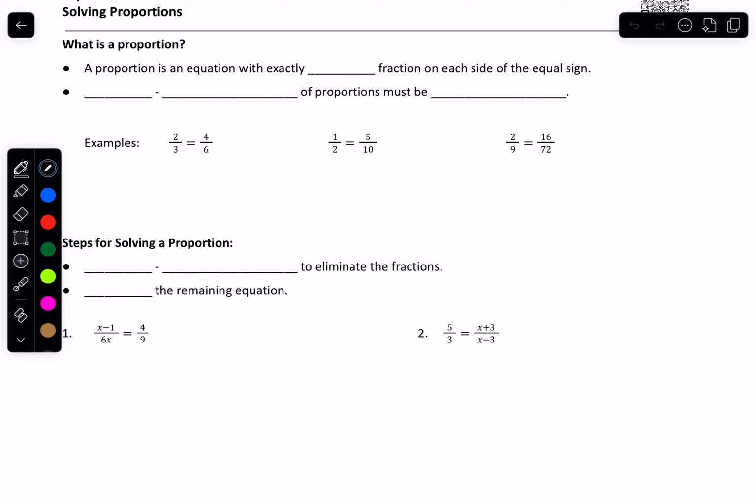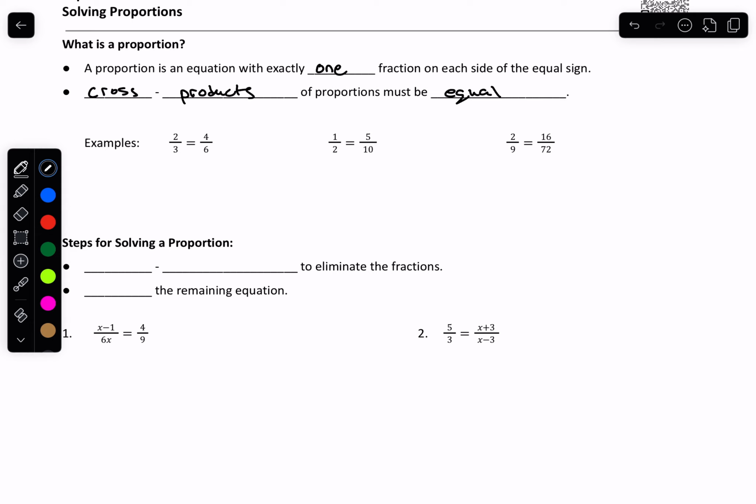So to get started, we need to know what is a proportion. A proportion is an equation with exactly one fraction on each side of the equal sign. In this lesson, we're going to have a whole bunch of situations where a fraction is equal to another fraction. We have a very special property, and that is that cross products of proportions must be equal to each other.